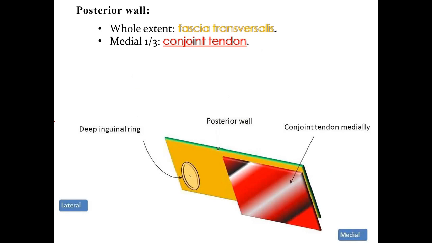Now the posterior wall. The posterior wall, the whole length, is formed by transversalis fascia. And you remember I told you that the deep ring is formed on the fascia transversalis. The medial 1/3 is formed by the conjoint tendon. Okay? And this conjoint tendon is transversus abdominis and internal oblique. Their fibers unite to form the conjoint tendon. So that is the posterior wall. Have this image, have the mental picture, and no matter how the questions are twisted, you can answer them.